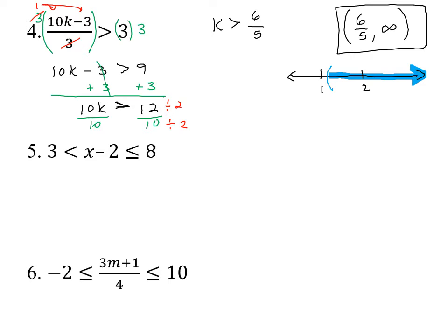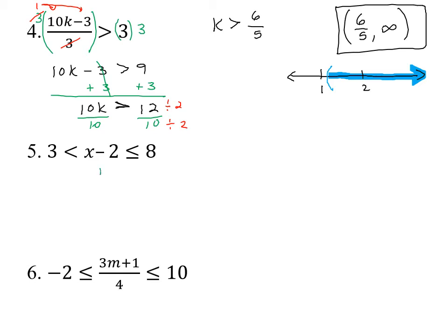Now those first 4 examples are all examples of linear inequalities. 5 and 6 are examples of what we call compound linear inequalities. Compound because there are actually 2 inequality signs in the problem. 3 is less than x minus 2 is less than or equal to 8. You do all the same process, but you try to get the x in the middle by itself. And so this one's fairly easy to do.